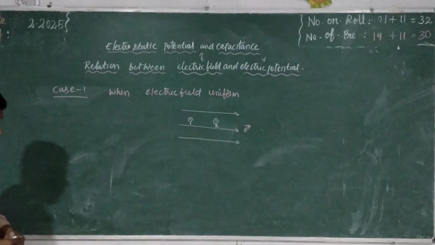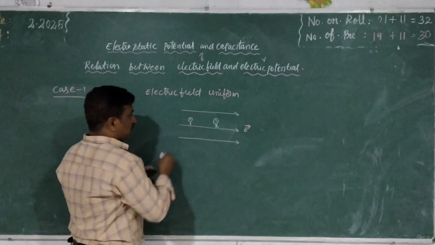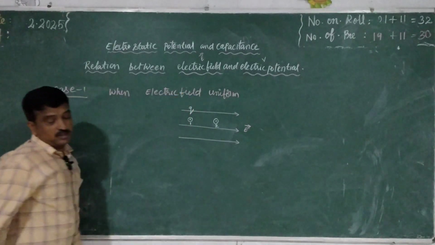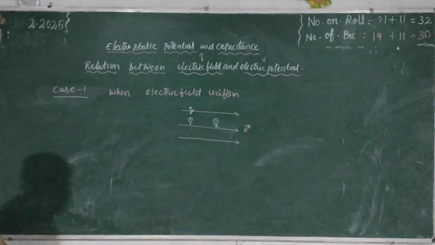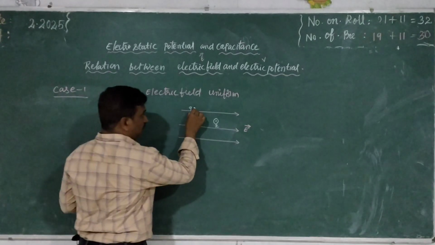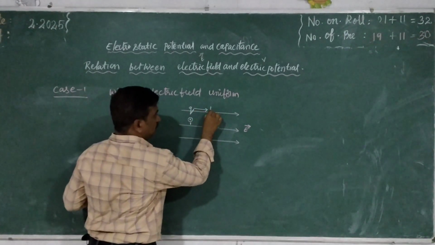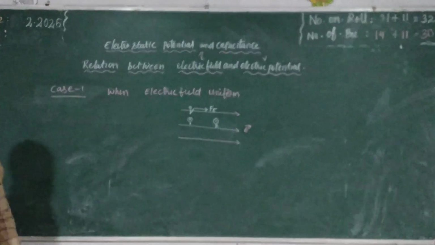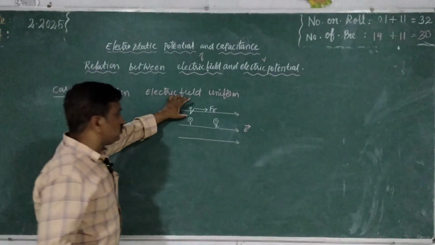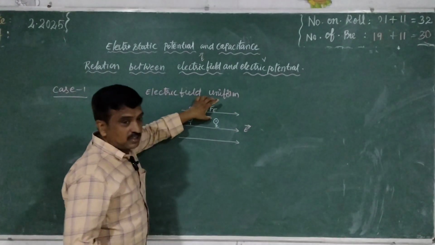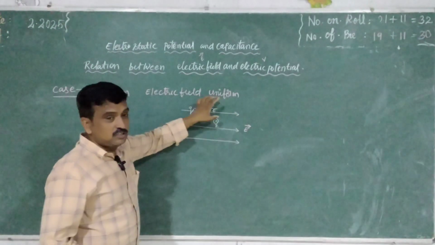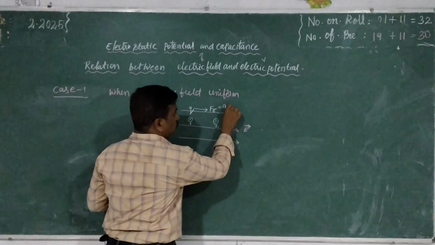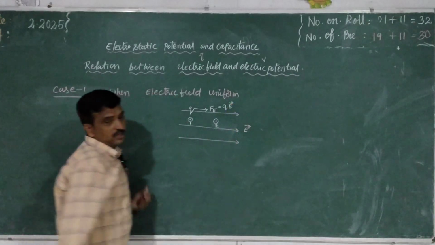For that, we can place here one charged particle. Q is the charged particle, a positive charged particle. For a positive charged particle, electric force is acting in the direction of the electric field. That electric force is QE, charge into electric field.